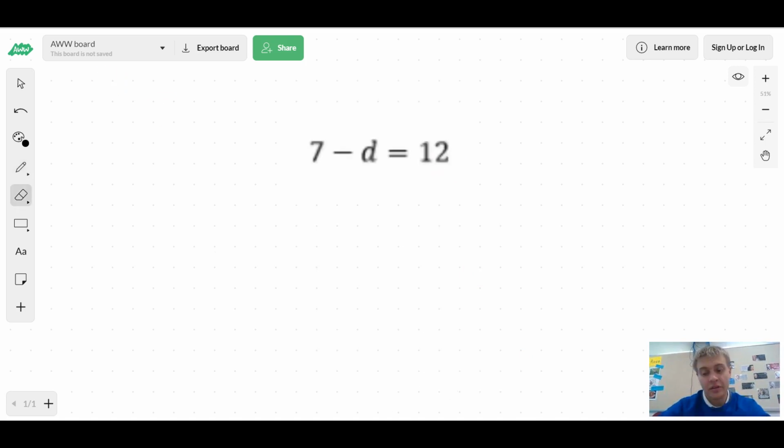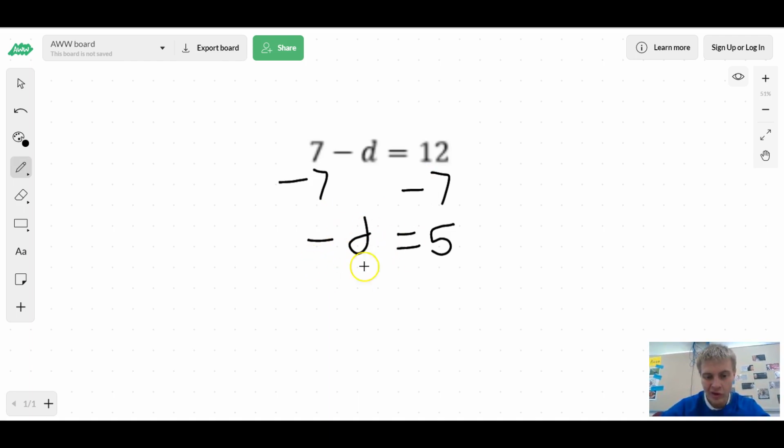Let's do the next. Now this one trips people up a lot because they think this minus sign means to subtract. And it does, but the 7 isn't really subtracting. The d is subtracting. So what we do with the 7 is, because it's a positive 7, to move it to the other side, you actually subtract the 7. Then you get negative d is equal to 5. Do not lose that negative sign that's attached to the d, or that minus sign that is.